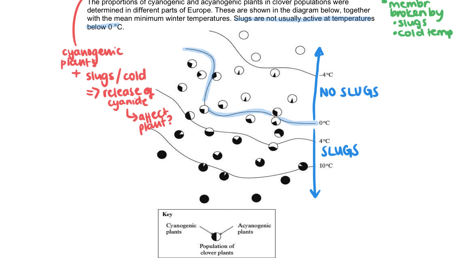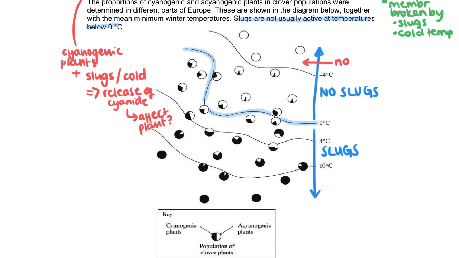As we can see down the bottom, there's a key. The black portion of any circles shows the population of cyanogenic plants, and the white portion shows acyanogenic plants. And I'm just going to take each of these barrier boundaries, these lines that have temperature markings, and describe what I see. I haven't even looked at the question yet. I'm just writing what I think is important here.